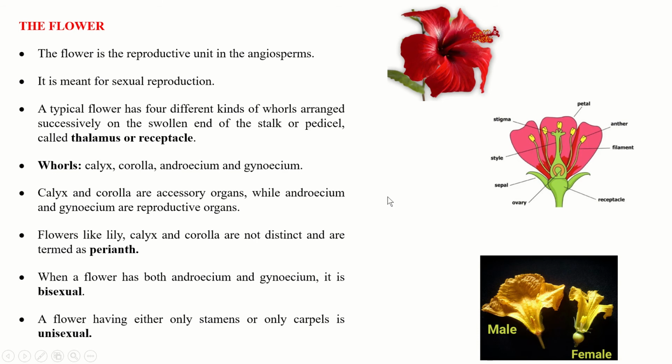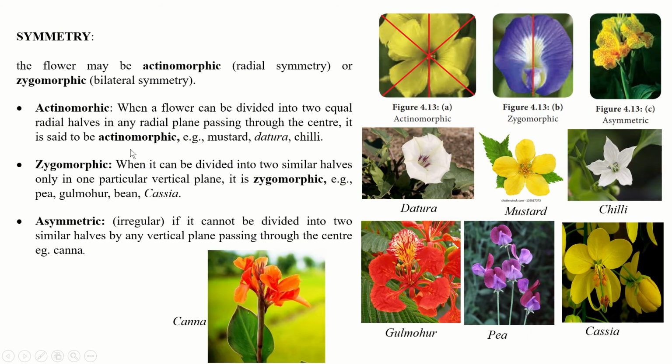Then we also saw the parts of a flower, that is the whorls of a flower: calyx, corolla, androecium and gynoecium. Then we also saw what are perianth, bisexual flowers and unisexual flowers. Then we studied symmetry, and based on symmetry the flowers are classified into actinomorphic, zygomorphic or asymmetric type of flowers. Okay, then we studied what is actinomorphic, then zygomorphic example and asymmetric example.